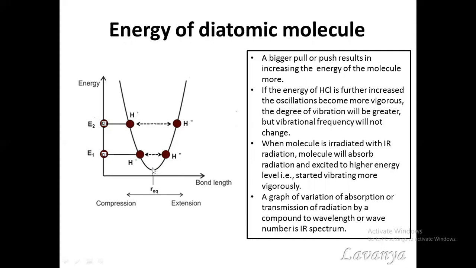Whenever it is irradiated with IR radiation, it absorbs some energy and starts exciting to the next level. Consider this level as E1 and this level as E2. If the molecule is at the E1 level and is irradiated with IR radiation, then it starts exciting to the higher level. That means it starts vibrating vigorously. It will compress more and stretch more than in the E1 level. The vibration will become vigorous, but the frequency with which it is vibrating will not be affected.